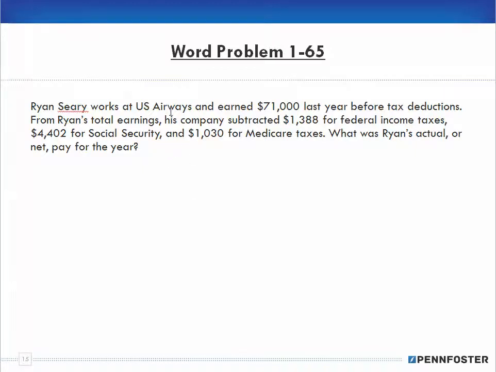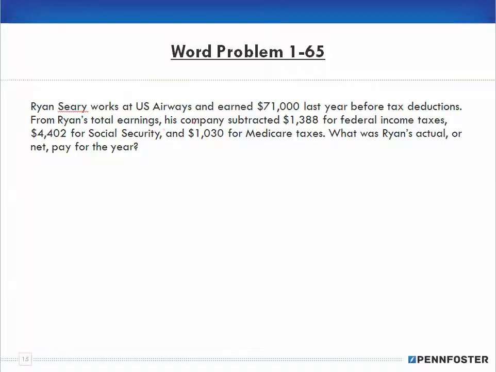Okay, Ryan Surrey works at U.S. Airways and earned $71,000 last year before tax deductions. Well, okay, so after tax deductions, we might have a different amount. From Ryan's total earnings, his company subtracted. See how if I stay actively involved in thinking about the information as I'm reading it and trying to keep it all in the back of my head, if you saw in the last problem, by actively working with the information, I'm almost getting ahead of myself, and in this case here, I did the same thing.